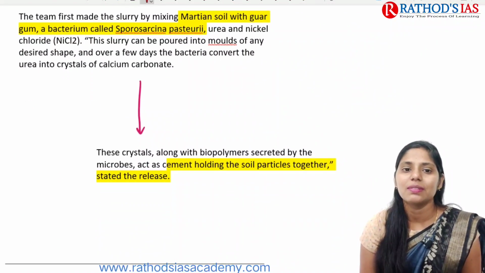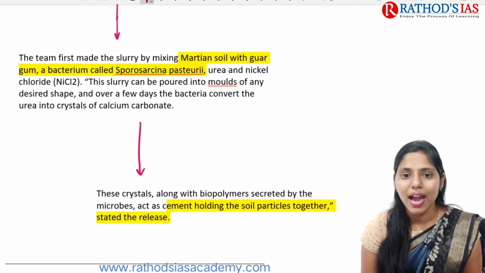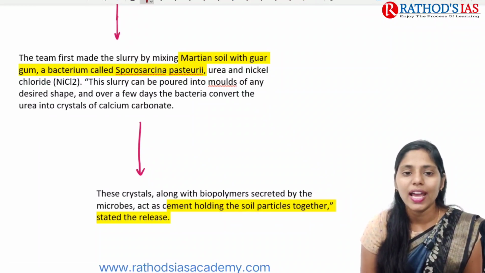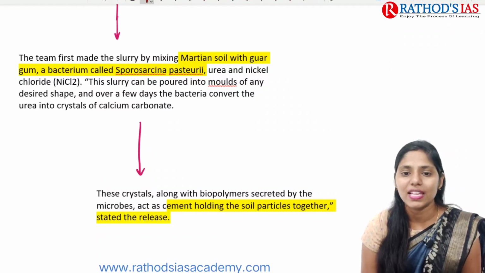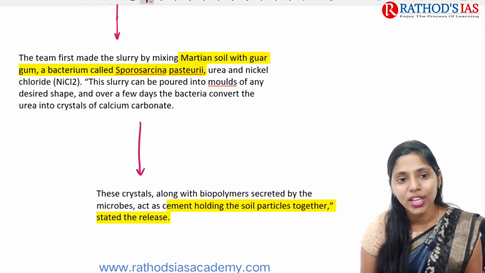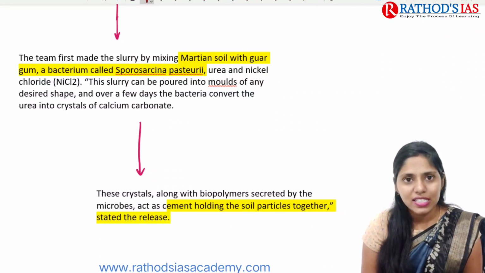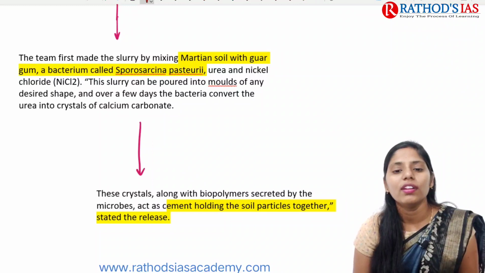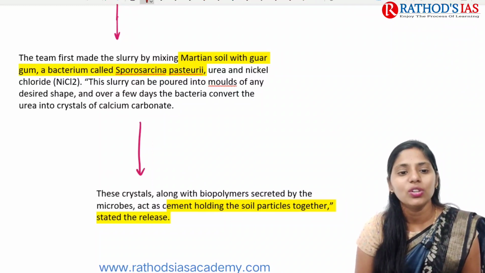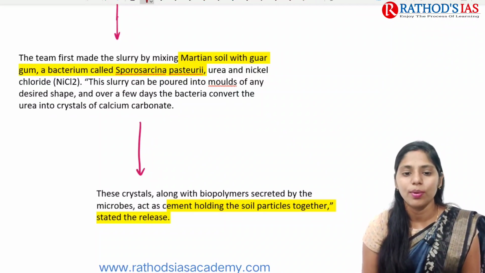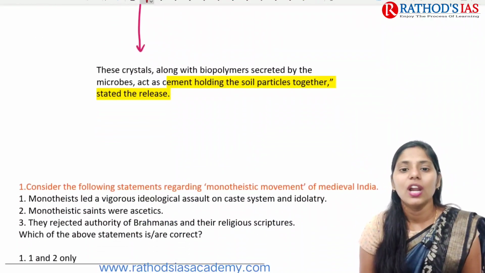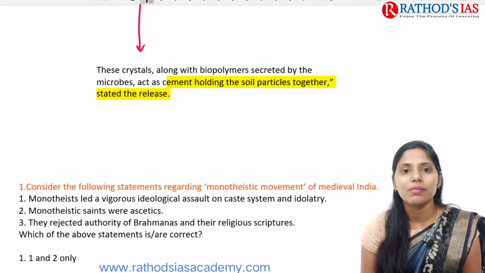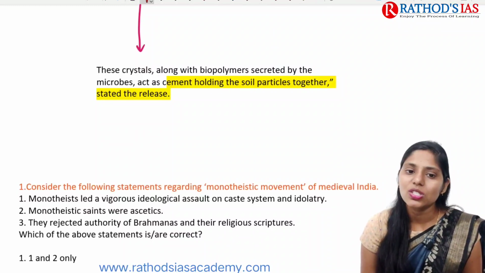The team first made a slurry of the Mars soil, and they added guar gum and a bacterium called Sporosarcina pasteurii, and they also added urea and nickel chloride. This slurry was poured into molds of the desired shape, and over a few days the bacteria converted the urea into crystals of calcium carbonate. These crystals, along with biopolymers secreted by the microbes, act as cement holding the soil particles together.